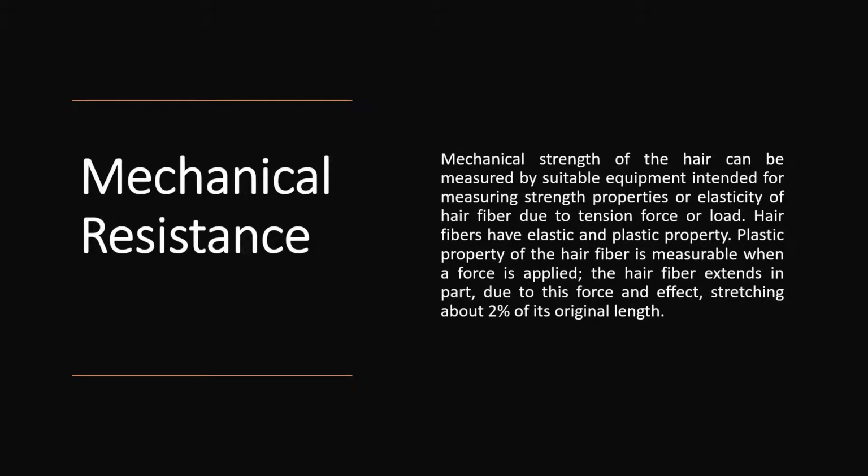We are talking about the tensile strength. Here we are talking about the mechanical properties. Hair has both kinds of properties: it has an elastic property as well as a plastic property. When we talk about the tensile strength, we are actually trying to determine the plastic property of the hair. And how do we determine that? We can determine that in various ways, with various techniques. We expose a single hair strand and add weight to it till it breaks. The maximum weight that the hair strand can take will give you the tensile property of that particular hair strand. So you can say the plastic property of the hair fiber is measurable when a force is applied.